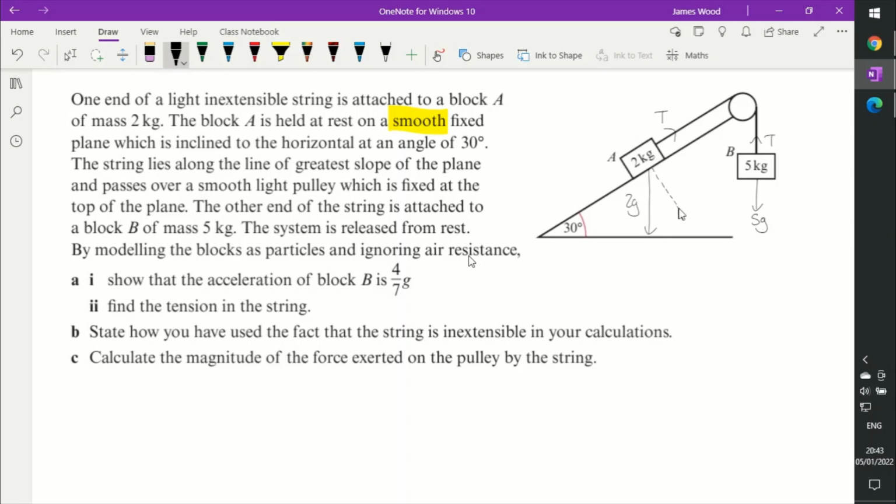2g. That's 30. So this is 2g cos 30, and 2g sin 30. There's no friction, but we are still going to have the reaction force there. So here the reaction force will just be 2g cos 30. But we probably don't need that because we don't need to work out friction here. In terms of the direction that it's going to accelerate, if this is smooth, then I think it's pretty safe to assume that it's going to accelerate like that.